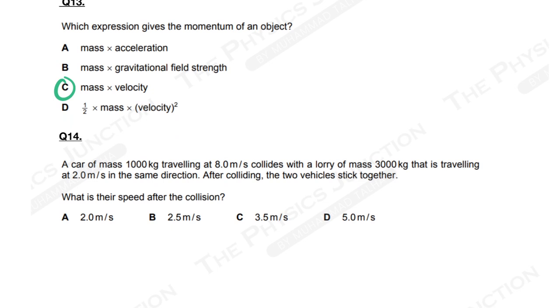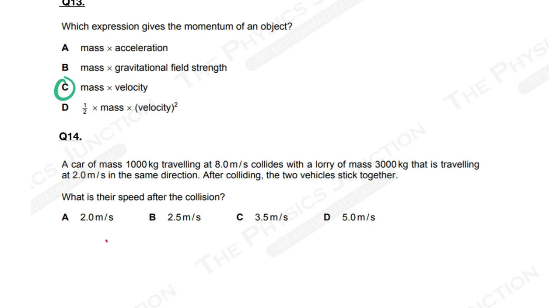Again, another question related to sticky collisions. A car of mass 1000 kg traveling at 8 meters per second collides with a lorry of mass 3000 kg that is traveling at 2 meters per second in the same direction. After colliding, the two vehicles stick together. What is the speed after the collision?